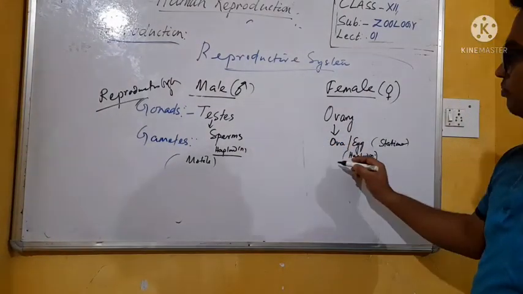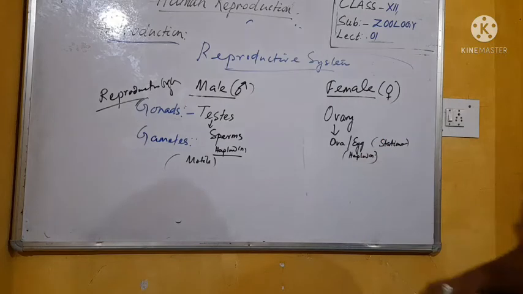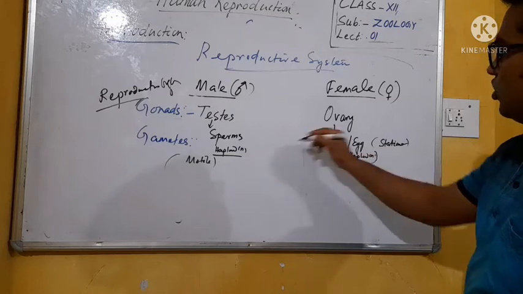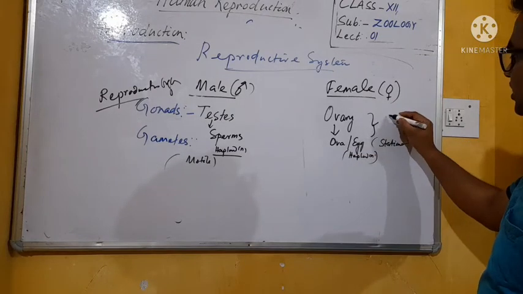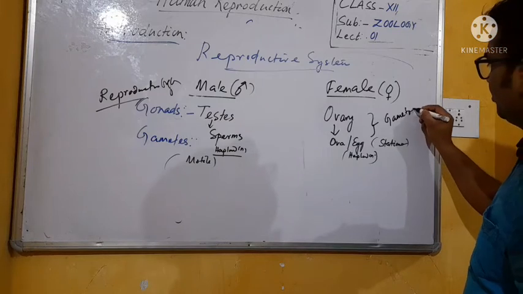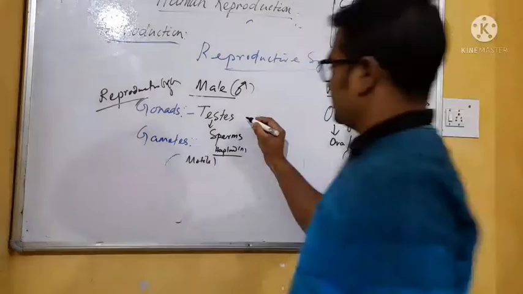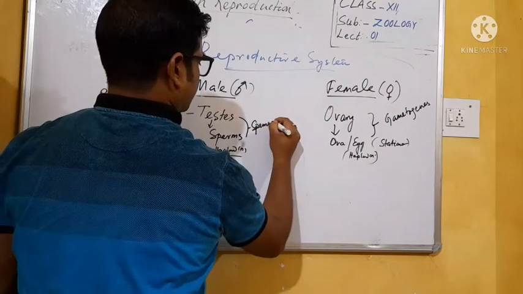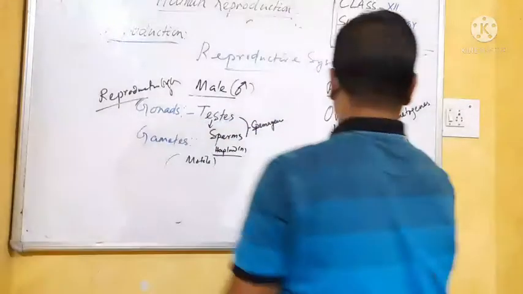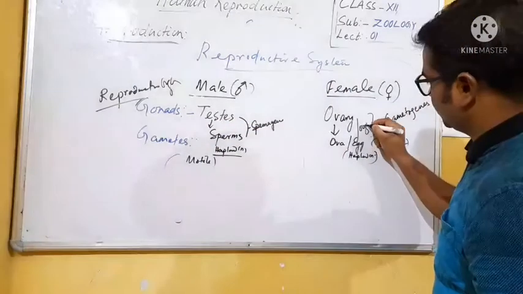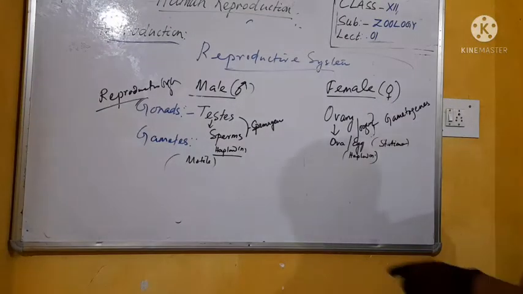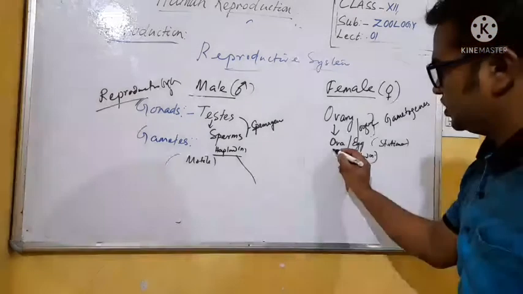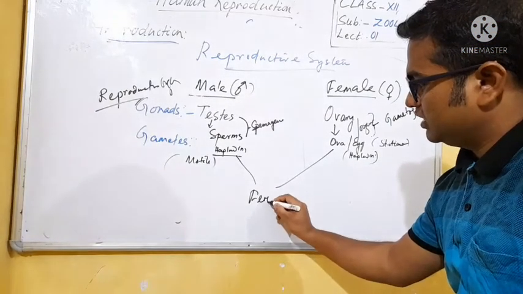Ova and sperm. Ovary produces ova, testis produces sperms. This process is known as gametogenesis. If testis produce sperm, that is spermatogenesis. Ovary produce ova or egg, that is oogenesis. Next, when sperm and ova are mixed, what takes place is fertilization.